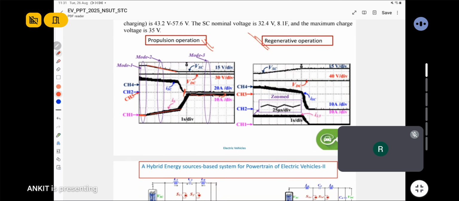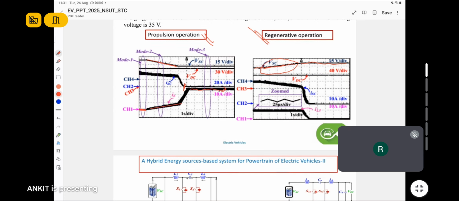This is the propulsion operation. This is the regenerative braking operation. Here the supercapacitor is being used to charge, so its terminal voltage is increasing slowly because it is a charging operation.